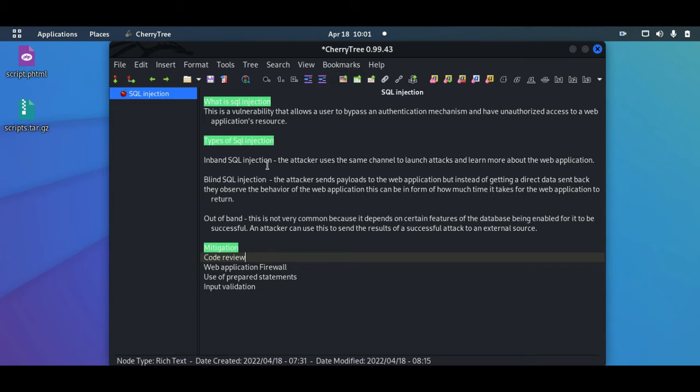Like the distributed denial of service, XSS attacks, that is cross-site scripting attacks. It prevents so many attacks from being executed.